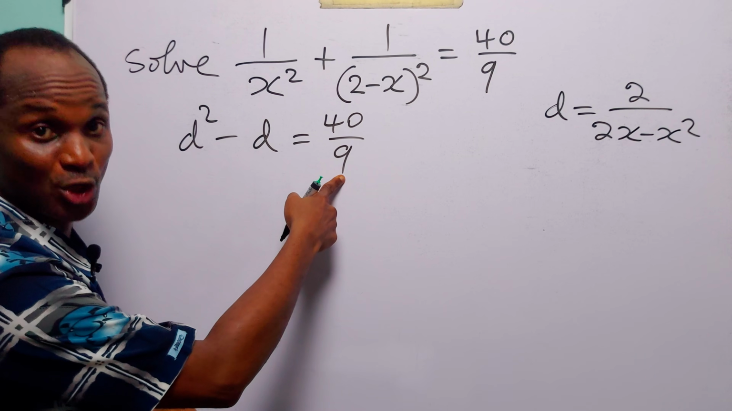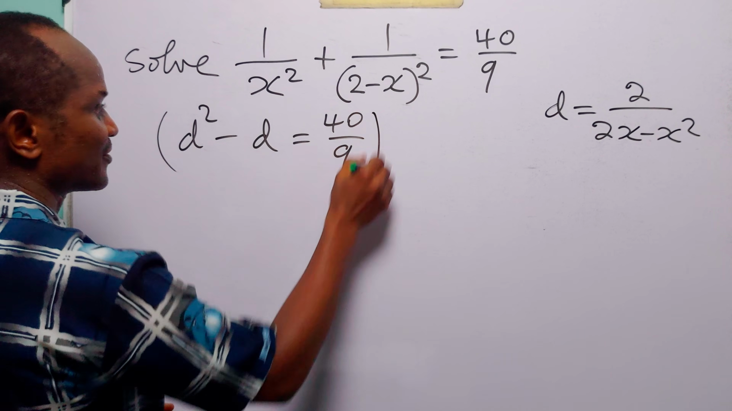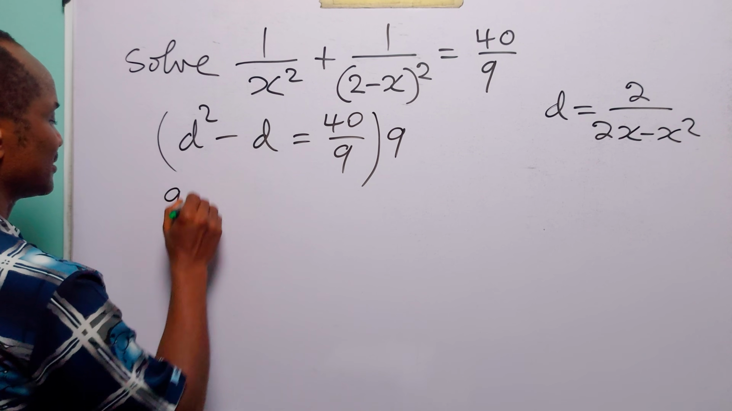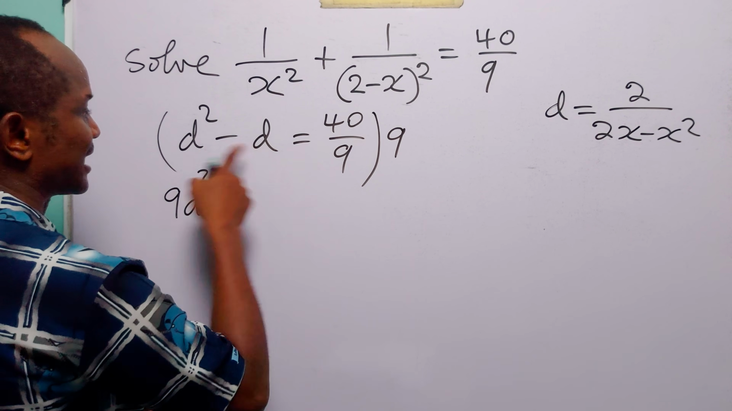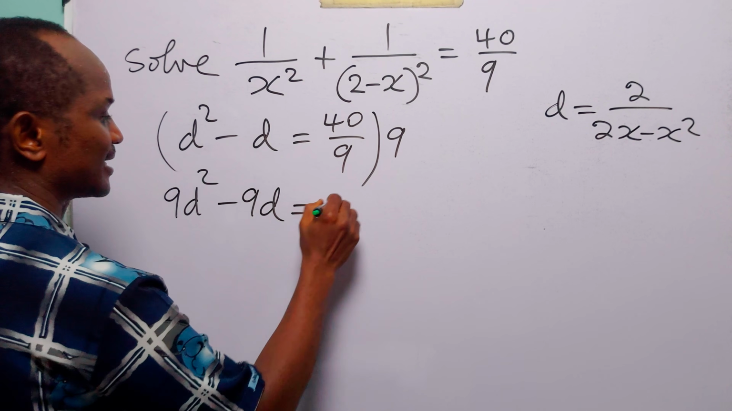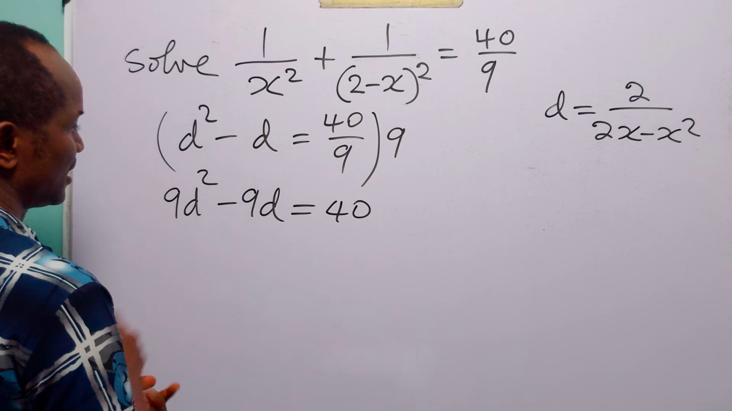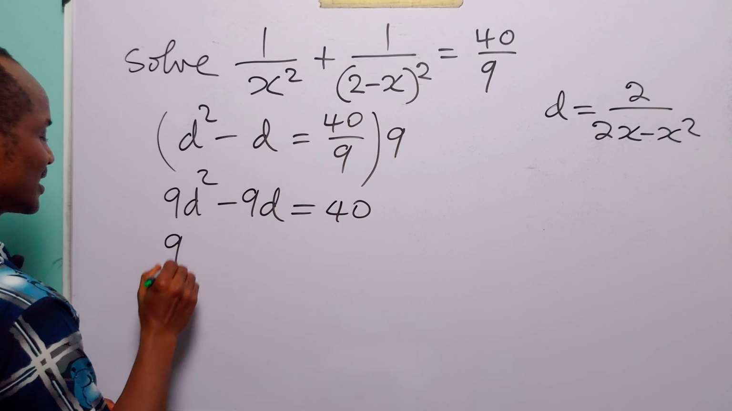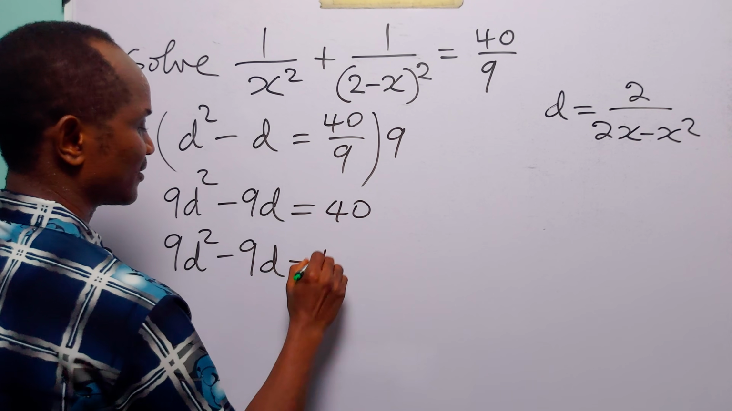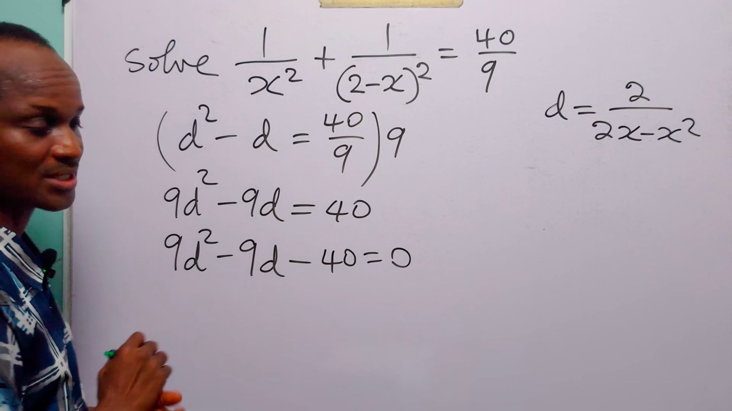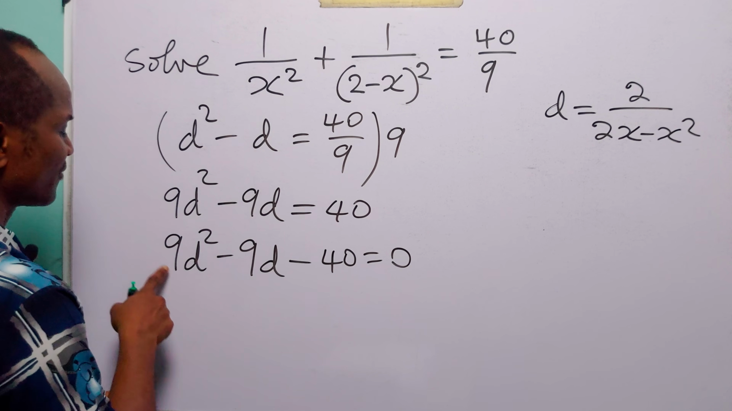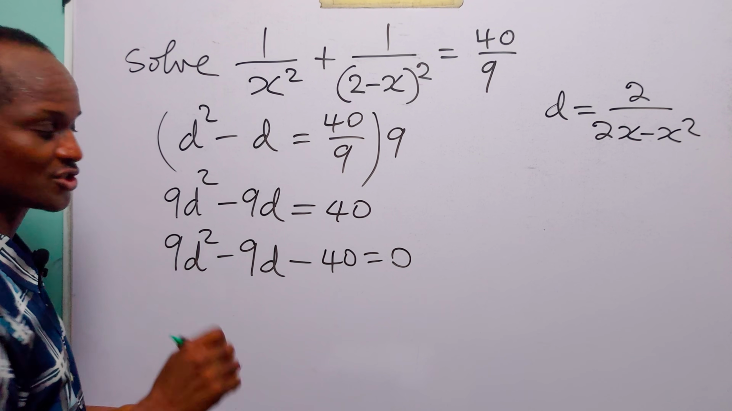Now, to get rid of this fraction on the right-hand side, let us multiply through this equation by 9. 9 times d squared is 9d squared. 9 times minus d is minus 9d. And of course, this times 9 is equal to 40. Now, rearranging this equation, we have 9d squared minus 9d minus 40 is equal to 0. We can solve this quadratic equation by factorization. Since the coefficient of d squared is not 1, let us use the table method.